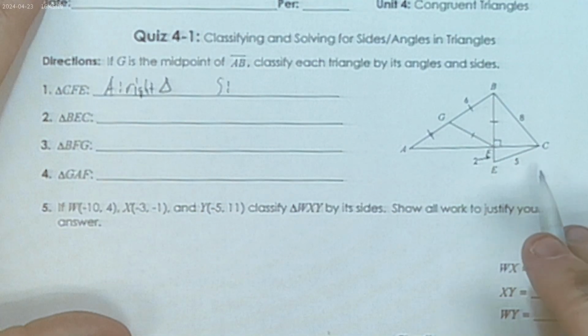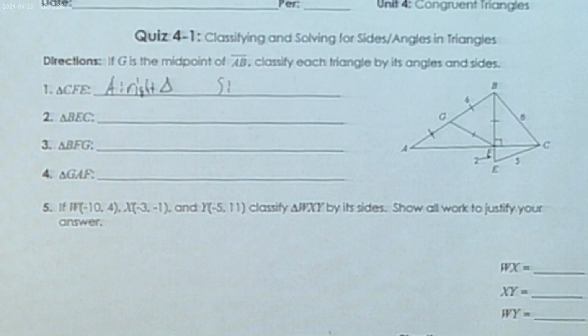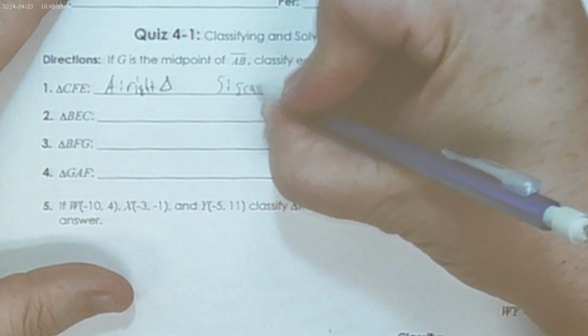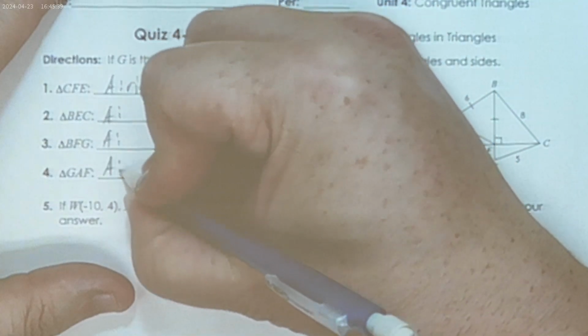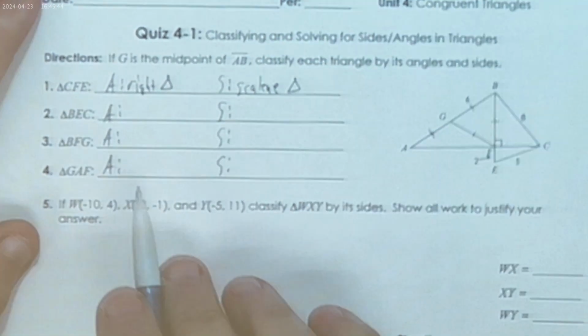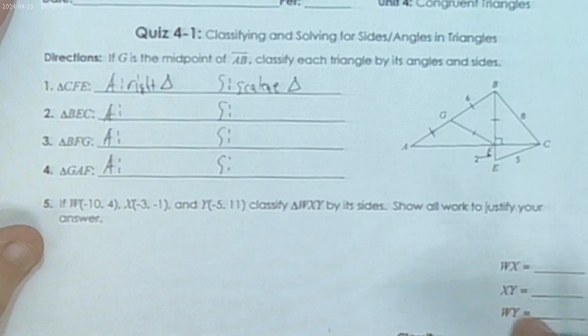And then by side, that definitely looks like a scalene, because I know the Pythagorean theorem, and I know that it has to be scalene. So I'll just go ahead and fill these in here. I have to categorize each one of these by angles and sides, so I just filled in angle and sides for each one of the answers here.